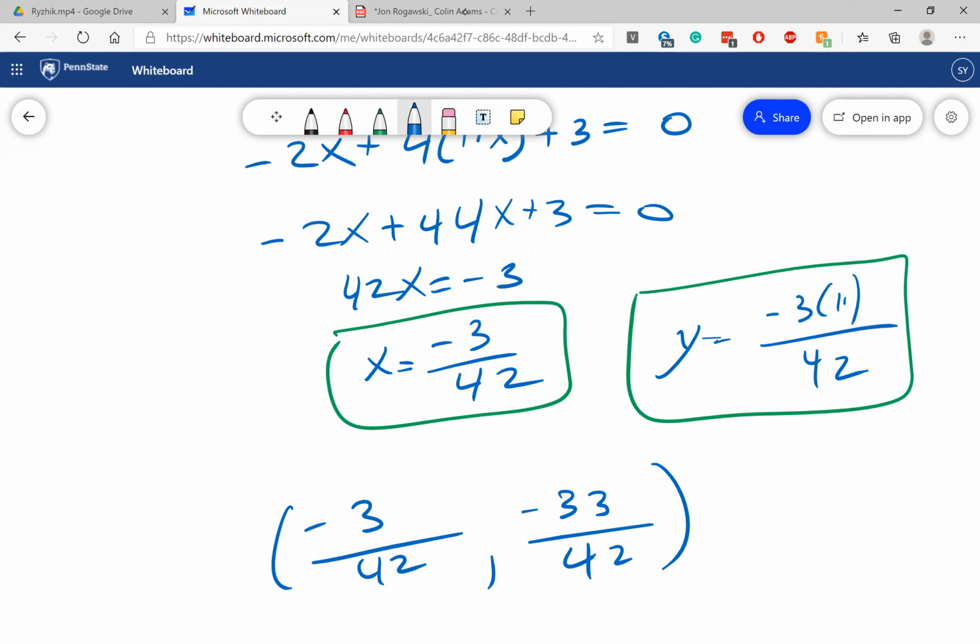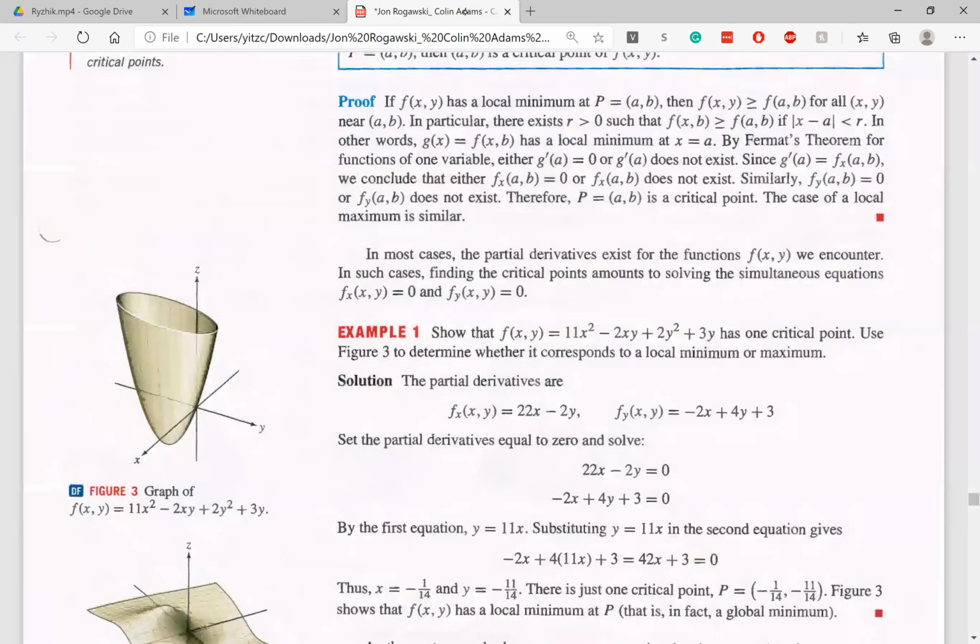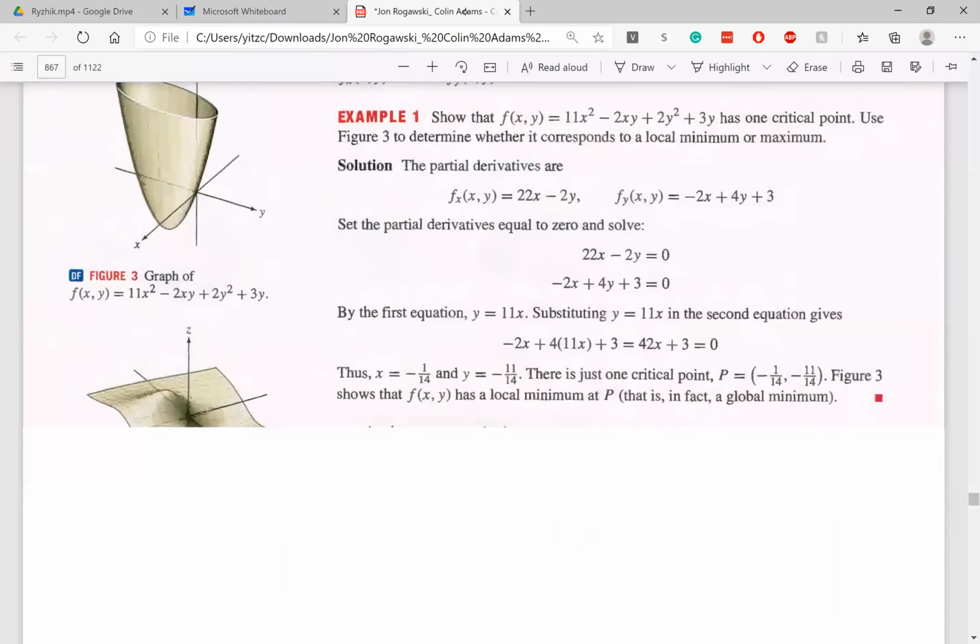Okay. The next example requires a calculator, so I'm going to skip it.